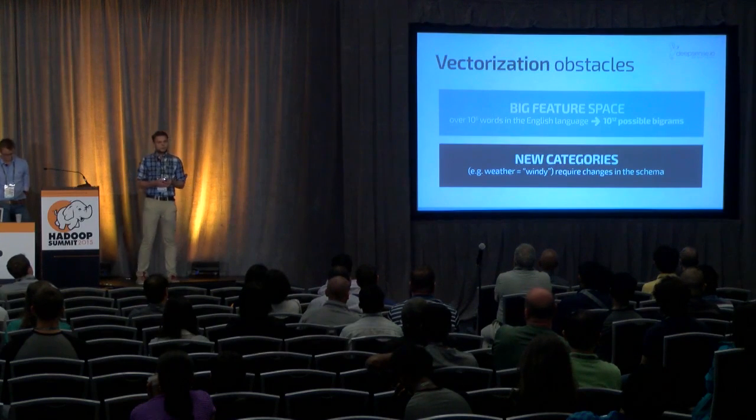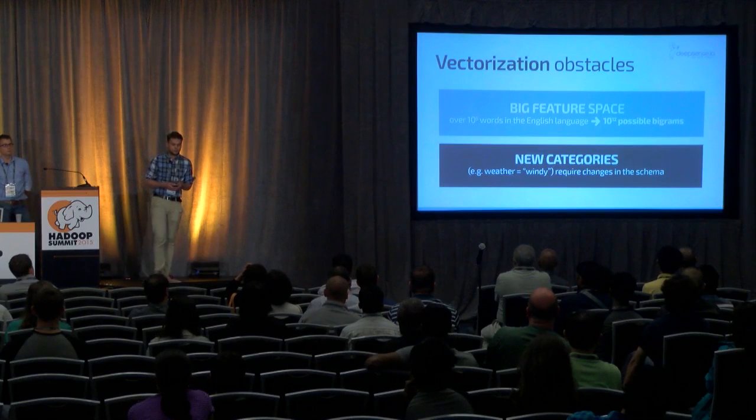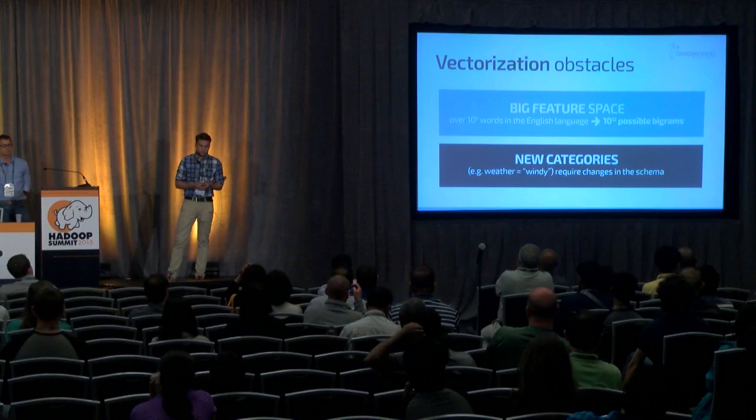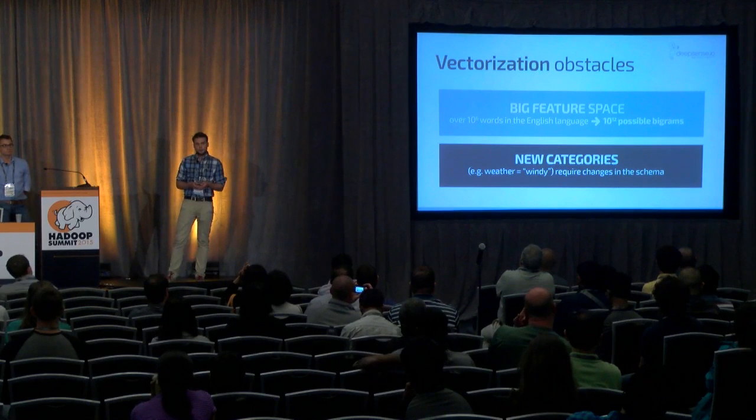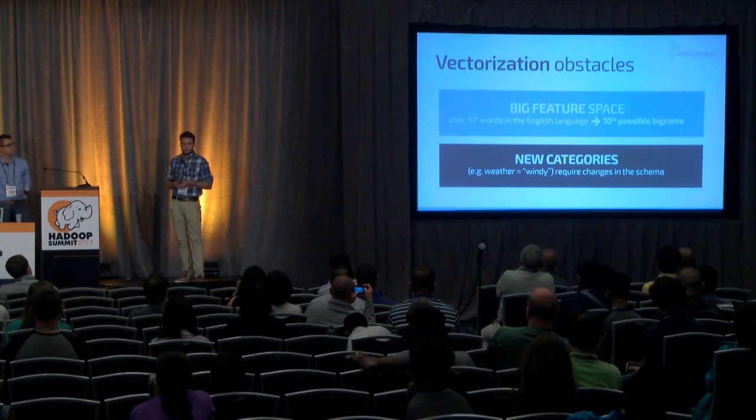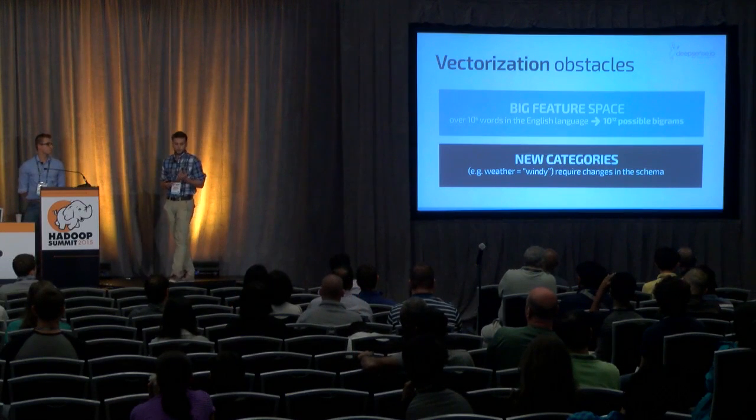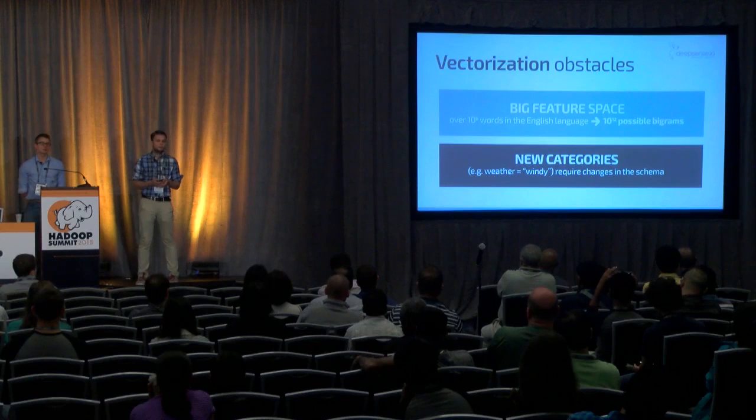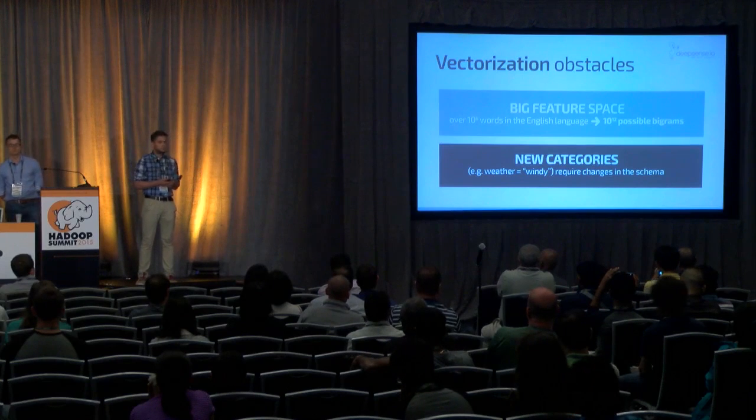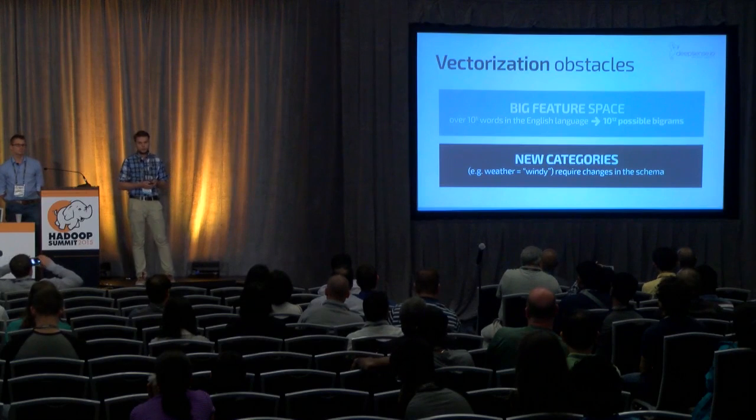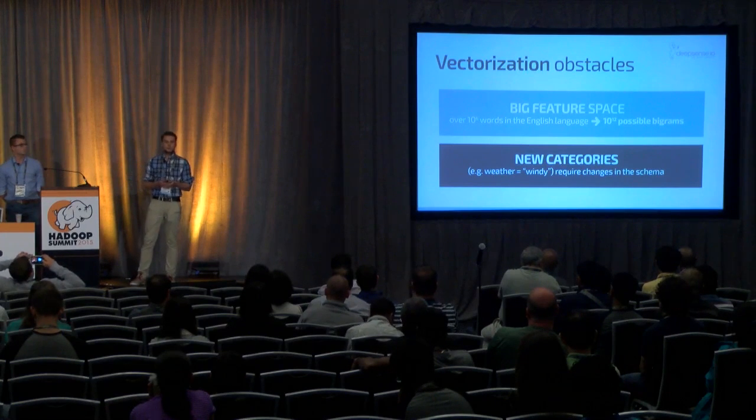So what are the possible obstacles that we might encounter using those techniques? Well, first of all, we have a very big feature space, because when you take into consideration all the n-grams, all the bigrams, for instance, in the English language, with over 1 million possible words, then you end up with 10 to the power of 12 possible bigrams, which is a huge number, and it's not really feasible to consider them all in data transformations and machine learning.